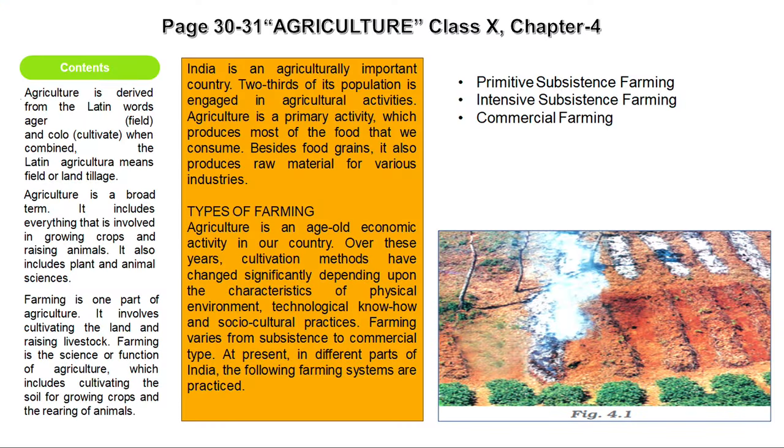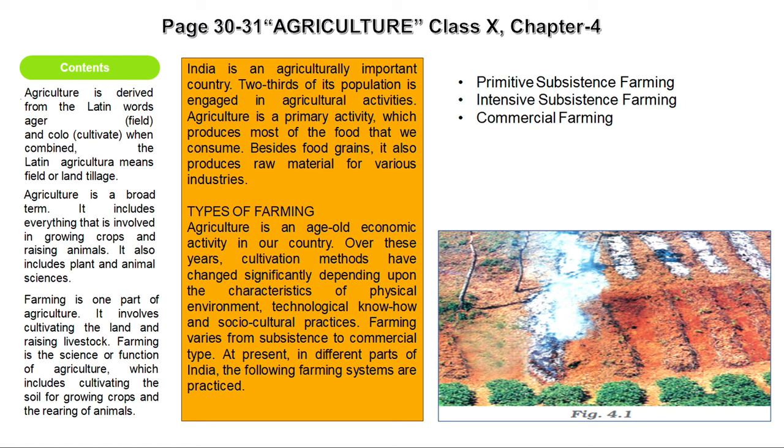Yeah. Farming is one part of agriculture. You can say that it's a subset of agriculture. That's right, sir. It involves cultivating the land and raising livestock. Farming is a science or function of agriculture, which includes cultivating the soil for growing crops and rearing animals. You know that India is an agriculturally important country. Yes. 2/3 of its population is engaged in agricultural activities.